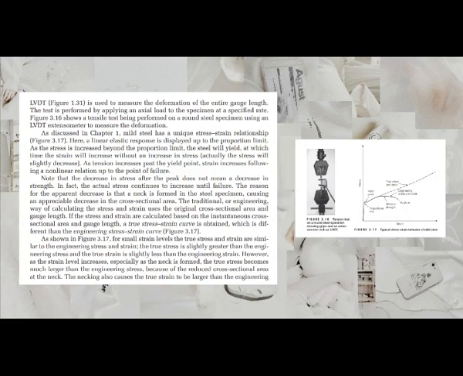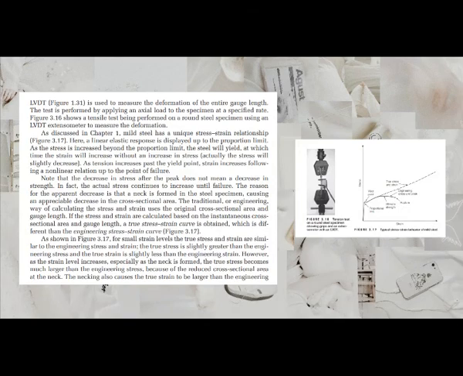As the stress is increased beyond the proportion limit, the steel will yield, at which time the strain will increase without an increase in stress. Actually, the stress will slightly decrease. As tension increases past the yield point, strain increases following a nonlinear relation up to the point of failure. Note that the decrease in stress after the peak does not mean a decrease in strength. In fact, the actual stress continues to increase until failure.